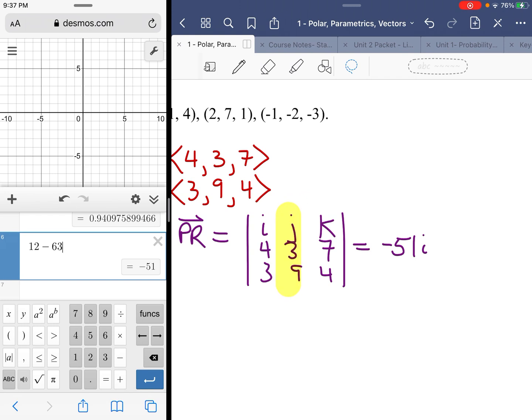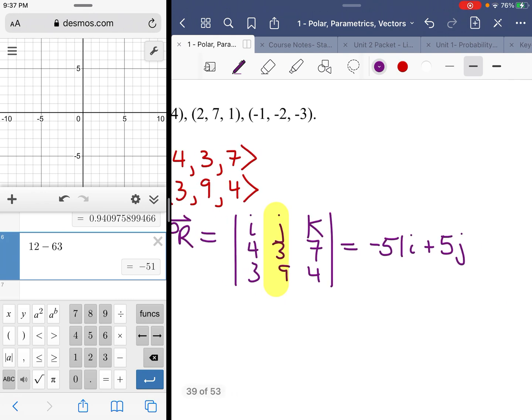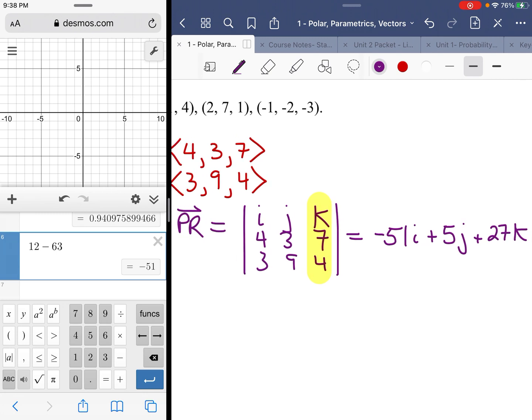Then I'm looking for j. So minus is built in. 16 minus 21 is -5, so plus 5j. And then for k, swing this on down the line. 36 minus 9 is 27, so plus 27k.